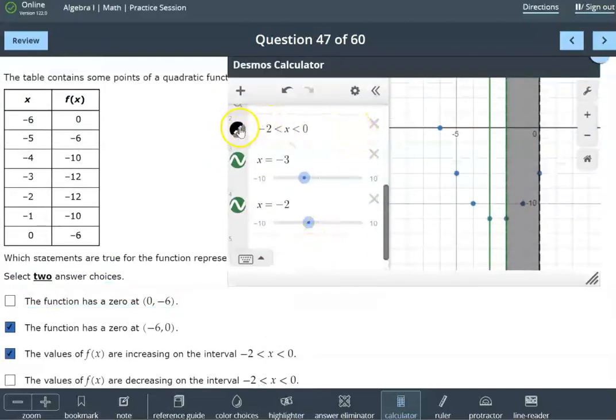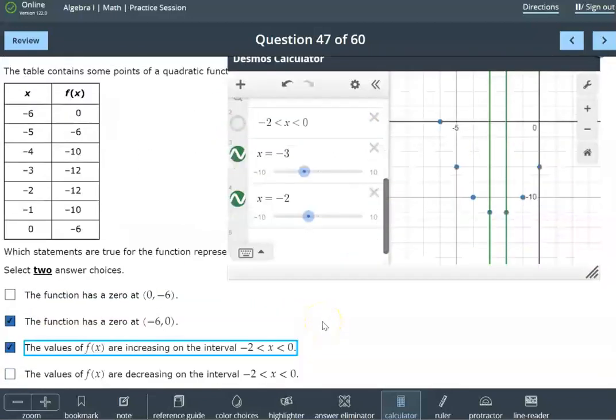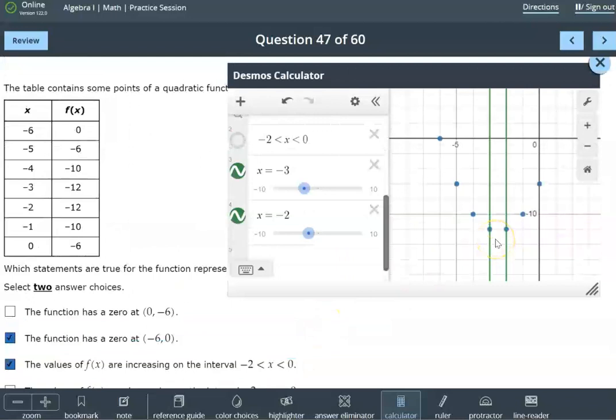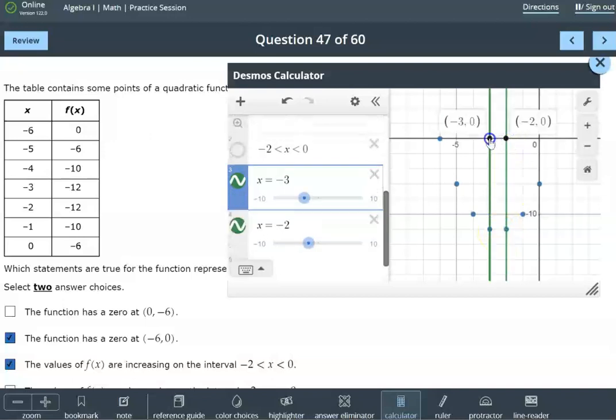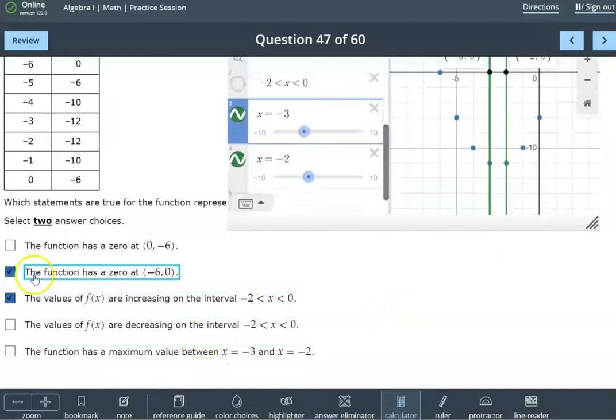And I think I'll turn this one off. So let's uncheck that to get rid of it so we're not distracted. And so now we can really focus. In between these 2 points, it says a maximum value occurs. Well, actually, the vertex of this parabola is between those two, somewhere a little lower than these 2 points. So right in between -2 and -3, there will be a vertex, but it's not a maximum. It's actually a minimum because this parabola would be opening up. So the only 2 answers that are correct are the second and the third answer choices.